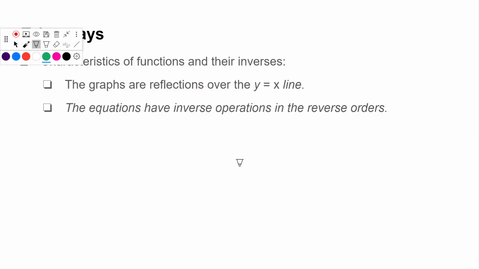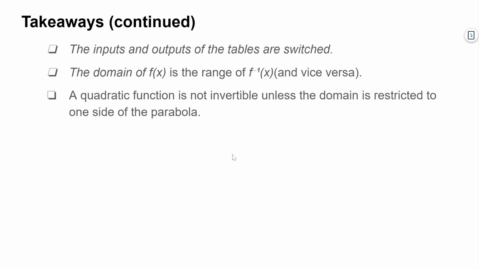So takeaways from this particular lesson: the inputs and outputs of the tables are switched, just as they were with our linear functions. The domain of our function is the range of its inverse, and vice versa. So the domain and range of the function switch when they become the domain and range of the inverse. And a quadratic function is not invertible unless the domain is restricted to one side of the parabola. And we generally restrict it to where the input values are positive. And this concludes our review of Lesson 2 from Unit 1.